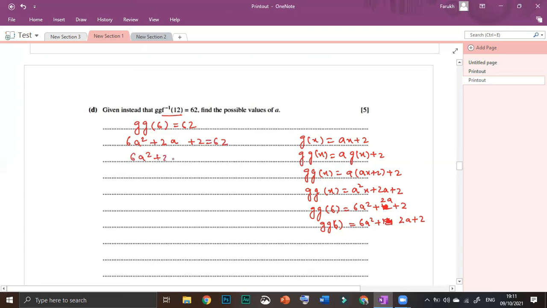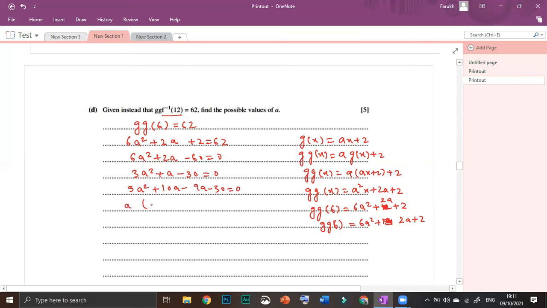6a square plus 2a minus 60 is equal to 0. 3a square plus a minus 30 is equal to 0. Divide all the terms by 3. This will make the question simple. Now we will break the middle term. 3a square plus 10a minus 9a minus 30 is equal to 0.